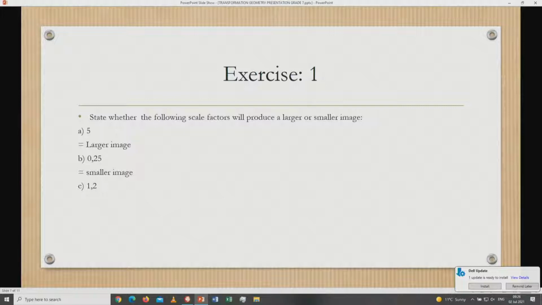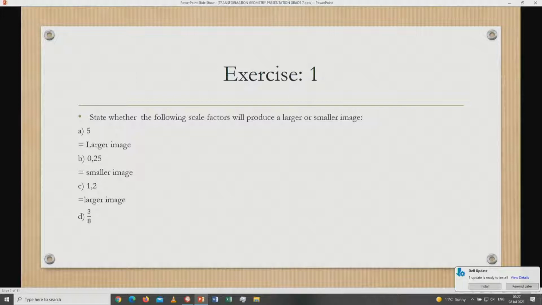What happens when the scale factor is 1.2? Remember, guys, 1.2 is bigger than 1. Therefore, seeing that this is bigger than 1, it says to us that it will produce a larger image. Why? Because the scale factor is bigger than 1. Anything from 1.1, 1.4, 1.7, 1.9, 2, 3, 6, up to infinity. The minute it is bigger than 1, it shows that it will produce a larger image. There we go.